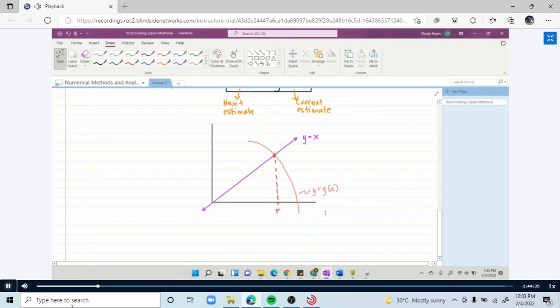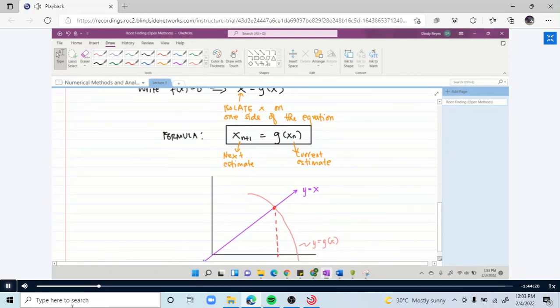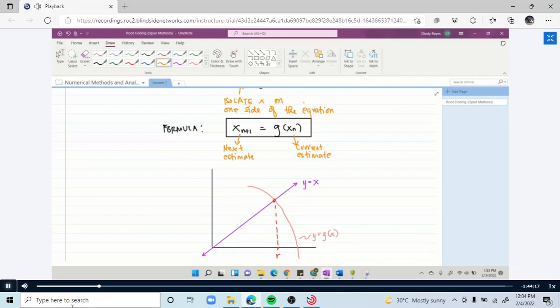Now, what happens here in this iteration method is you get a value, a current estimate, and then you apply it to g. And then after applying it to g, you get another estimate that you can use in the next iteration. It's like this. You have a value of x, you apply to g, and then you'll be able to get another value of x for the next estimate. And then you apply that new estimate to g again, and then you'll be getting another estimate.